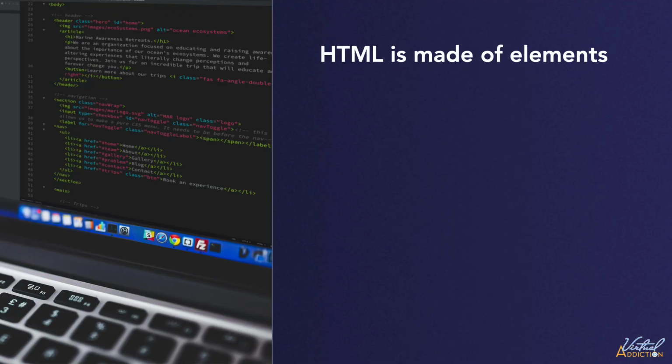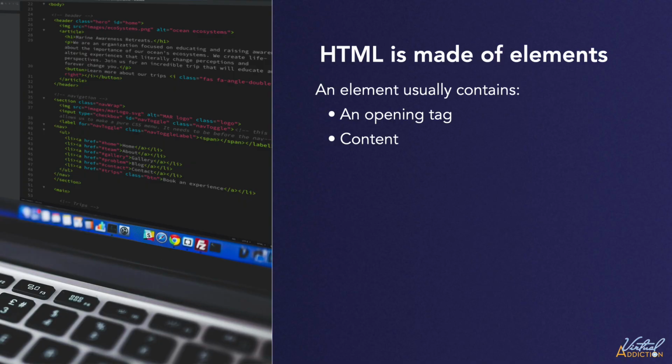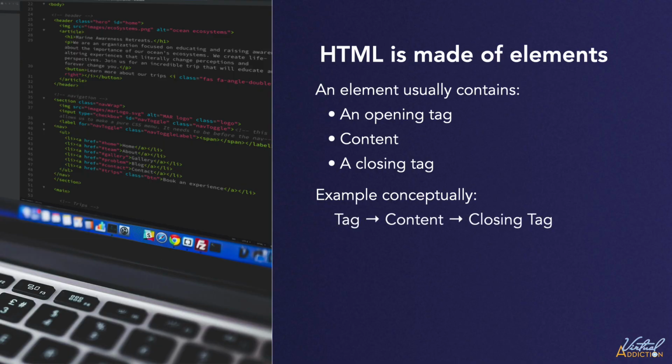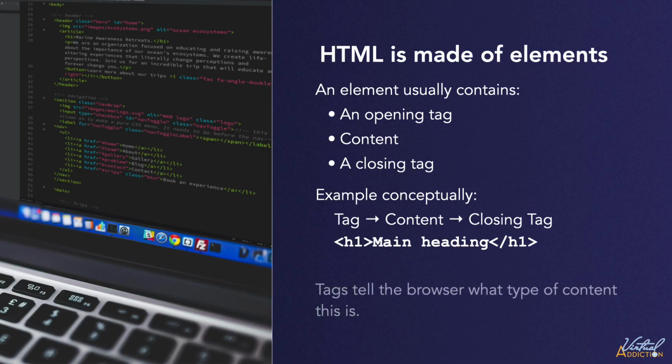HTML is made up of elements. An element usually contains three parts: an opening tag, the content, and the closing tag. Tags tell browsers what type of content it is reading. This allows a browser to correctly interpret and organize the page. In this example, I'm using an H1, which is a heading at level 1. The text node, or the content, is main heading, and then we have a closing H1 tag.